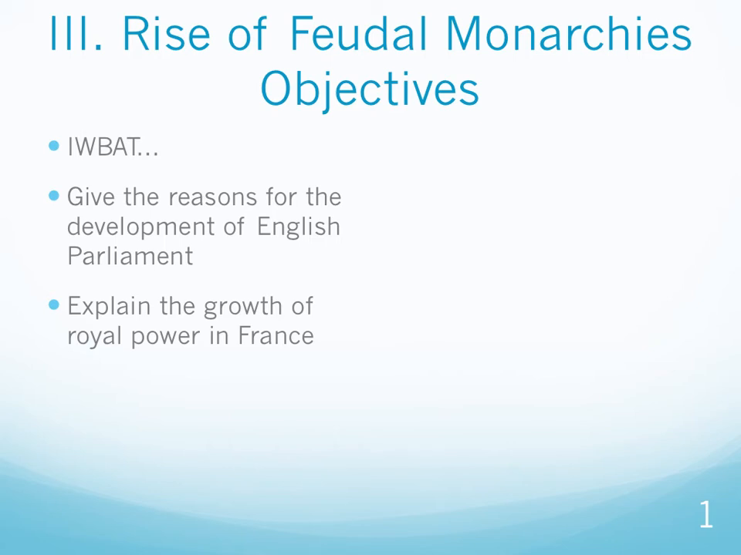This is Chapter 9, Section 3, Rise of Feudal Monarchies. Your objectives for this section are to give the reasons for the development of English Parliament, and you should be able to explain the growth of royal power in France.